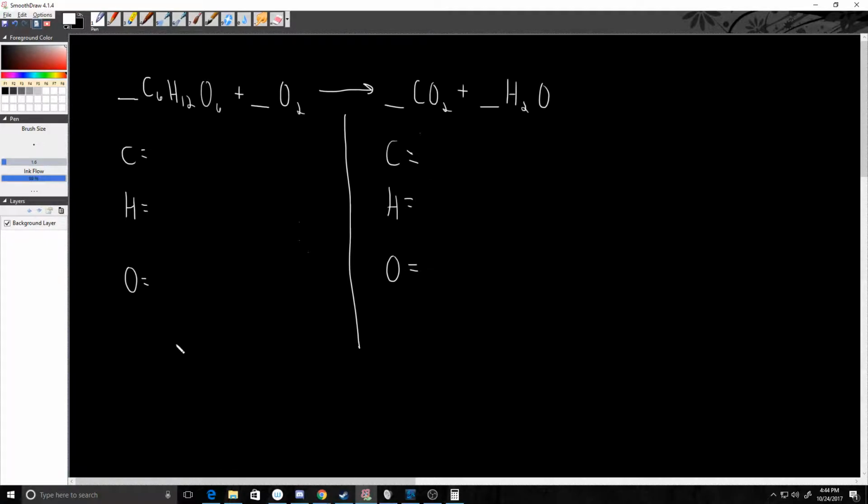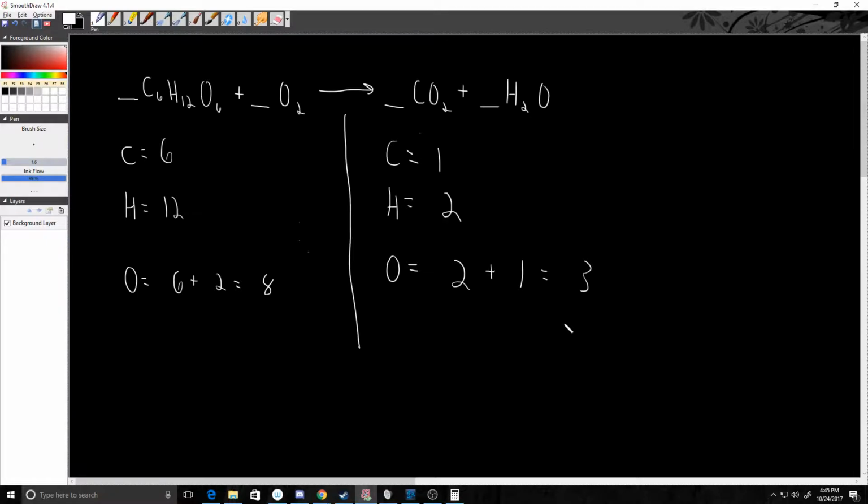Starting off, I'm just going to figure out how many of each of these things I have. Over here, I have 6 carbons. Hydrogens, I only have hydrogens here, I have 12 hydrogens. And then I have 6 plus 2, 8 oxygens here. All right, now let's go over to the product side. Carbons, I only have right here, there's 1 of them. Hydrogens are next to my list, so I got 2 of them. Oxygens, I have 2 here, 1 here, so 2 plus 1, 3 oxygens.